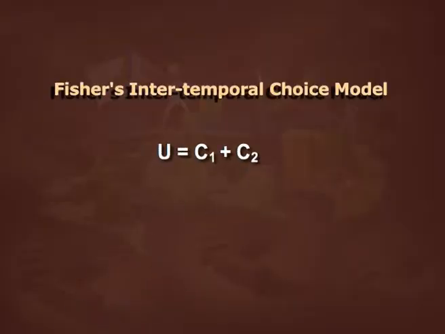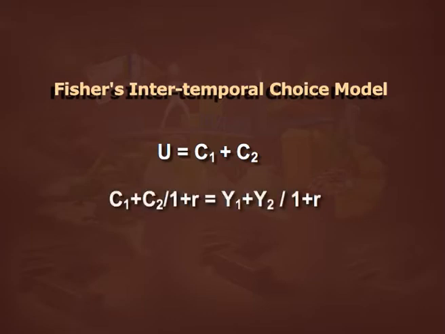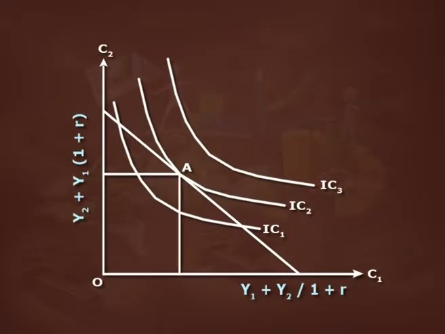Now, the consumer has to choose C1 and C2 so as to maximize u equals u(C1, C2) subject to C1 plus C2 by 1 plus r equals y1 plus y2 by 1 plus r. A consumer may be a net saver or a net borrower. If he is initially at a level of consumption where he is neither a net borrower nor a net saver, an increase in income may make him a net saver or a net borrower depending on his preferences. We can understand this with the help of the figure.